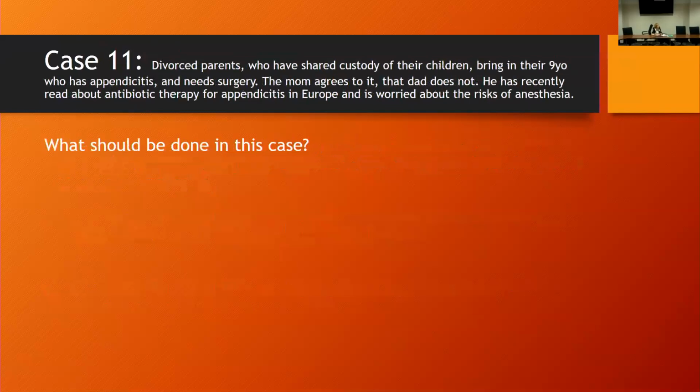Divorced parents, shared custody, kid has appendicitis, Dr. Betts wants to do surgery, mom agrees, dad has recently been reading about the antibiotics in Europe, and he thinks the anesthesia risk is too high. Well, medicine is changing about this, and I think you do try social work and all of that, but ultimately, if appendectomy was absolutely necessary, the kid would go to the OR, and you would decide this later. Yes, you have to get a court order if they can't agree.